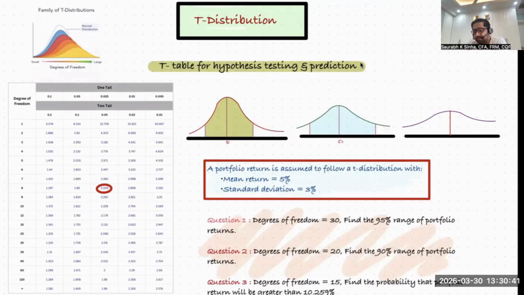This is important. Okay, so what we'll do today in this session, we'll first try to read the t-table. We try to understand if we are able to read the t-table, and then we'll solve three questions, three examples, through which we'll test our understanding about the t-table, whether we can read and understand it or not. So let's invest 5 minutes of our time on the t-table.